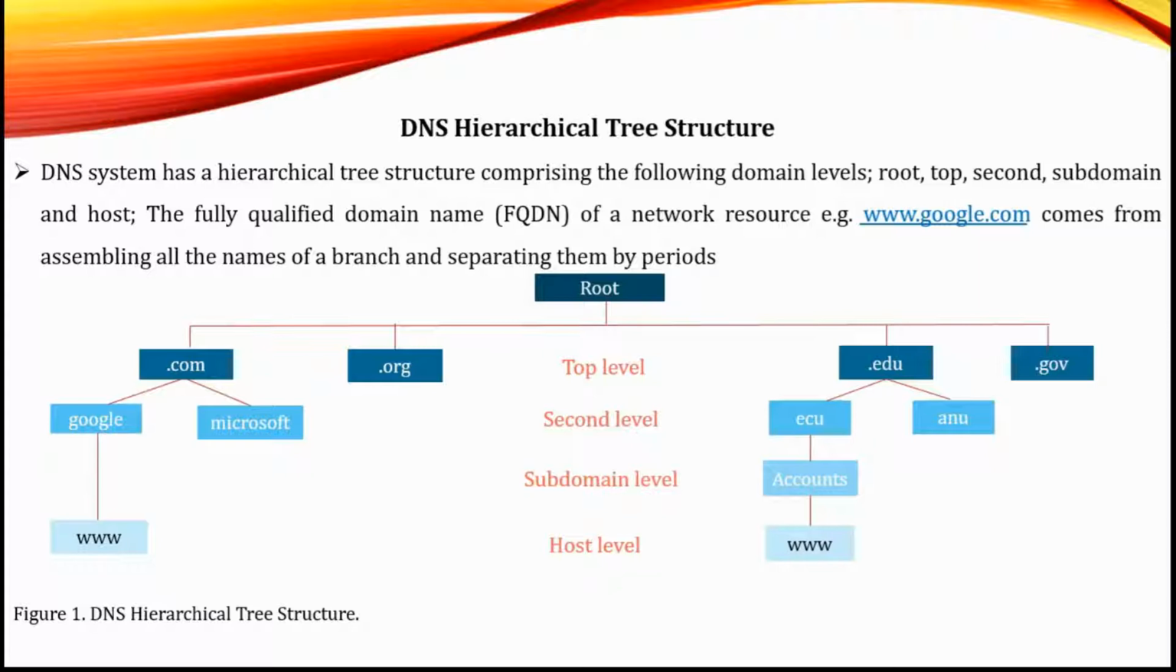DNS hierarchical tree structure. The DNS system has a hierarchical tree structure comprising the following domain levels. We have the root level, the top level, second level, subdomain level, and host level. The fully qualified domain name of a network resource, for example, www.google.com, comes from assembling all the names of a branch and separating them by periods.